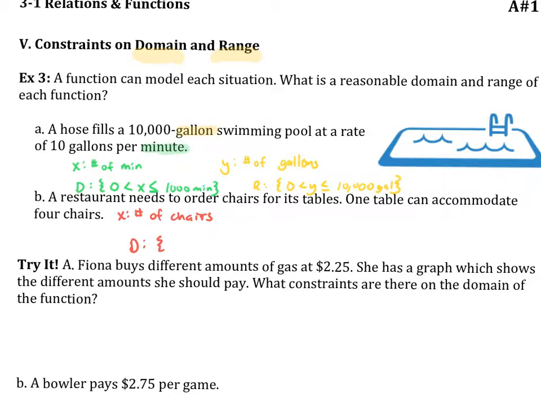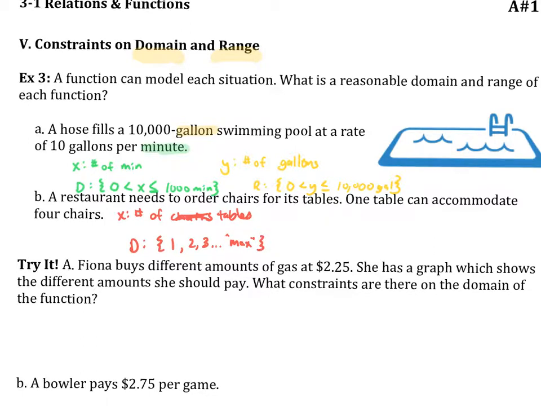Sorry, not the number of chairs, but the number of tables. Can I have 0 tables? Yes, but then I'm not actually doing anything. So I can have 1 table, but I can't have half a table. I can have 2, I can have 3, etc. And the question is, what's the max? That's going to be dependent on the venue, but there is a max. So I'm just going to write down max, just because we know that there will be one. Maybe 100 tables, but clearly not 1,000 tables, right?